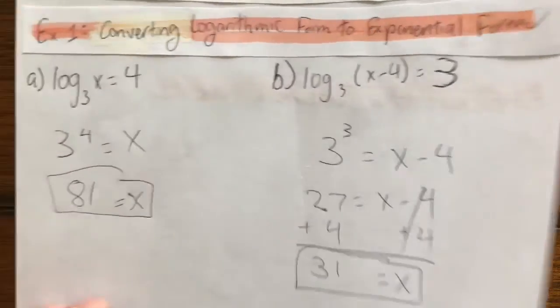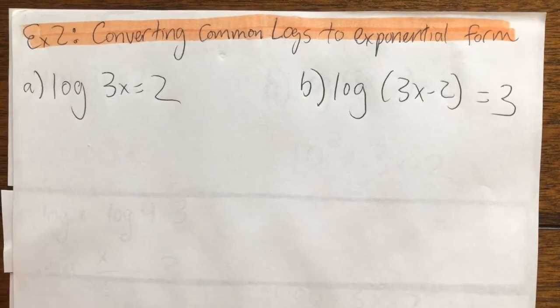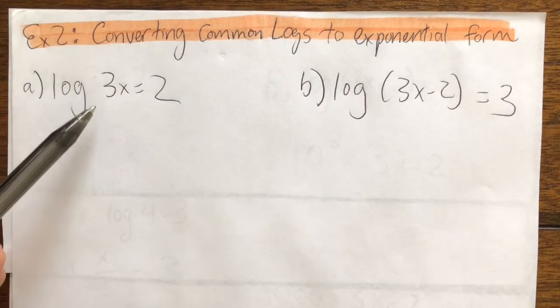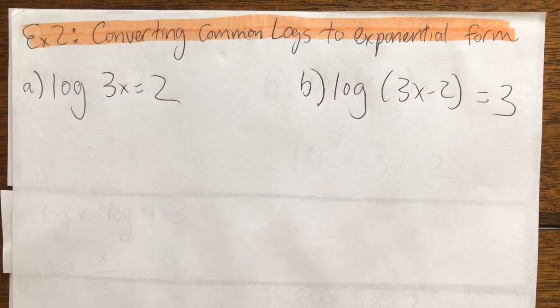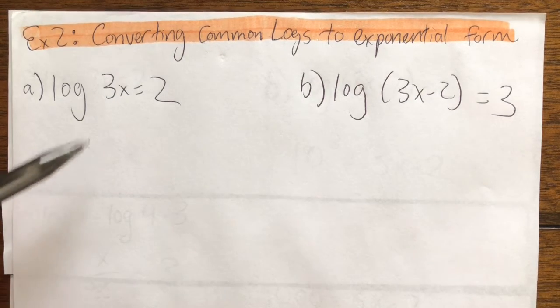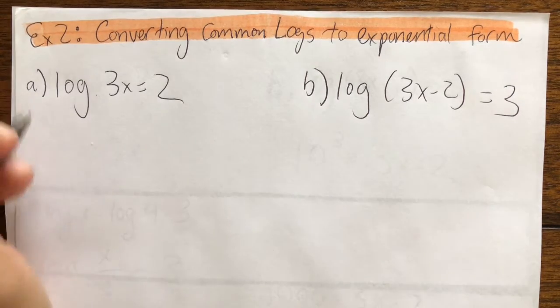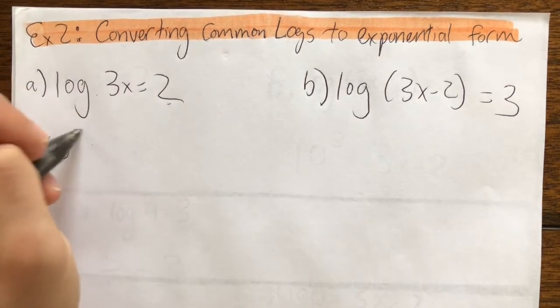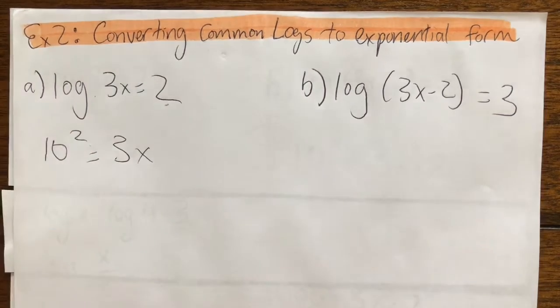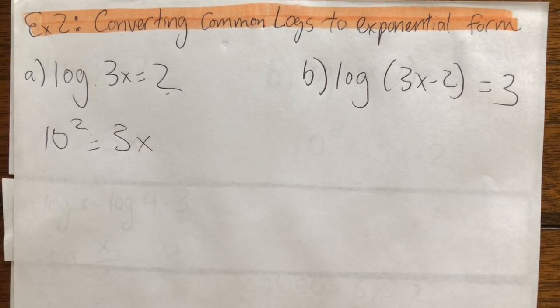All right. So let's take a look at another set of examples where we're still converting logs, but now we're going to be using common logs. Common logs are where we have no base, which makes it automatically 10. So we have log of 3x equals 2. Let's go ahead and convert this to exponential form. So I have 10 to the 2nd power equals 3x. Now, I'm going to do 10 to the 2nd power, which gives me 100.